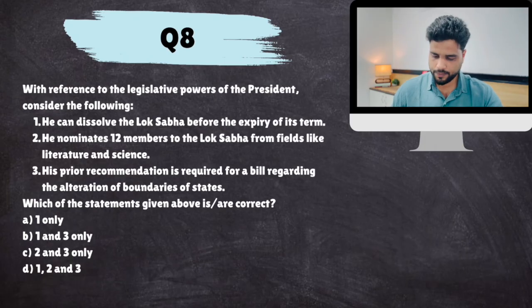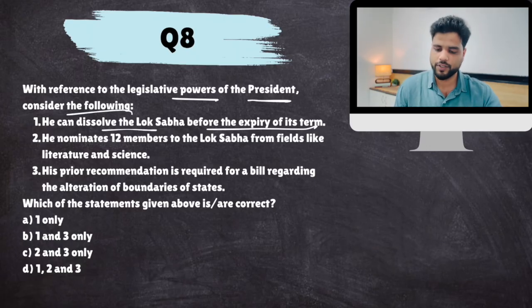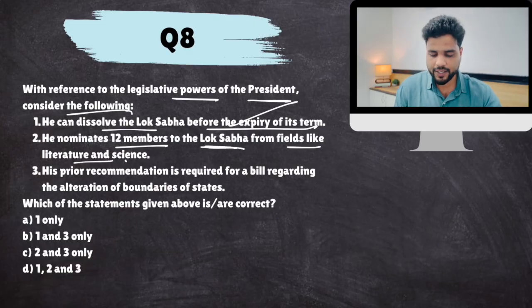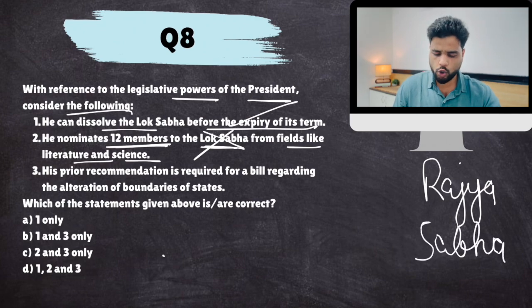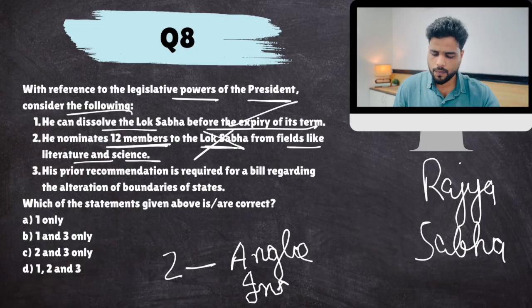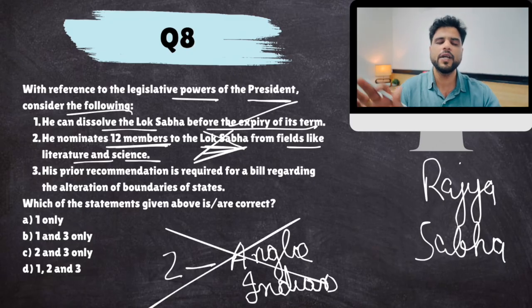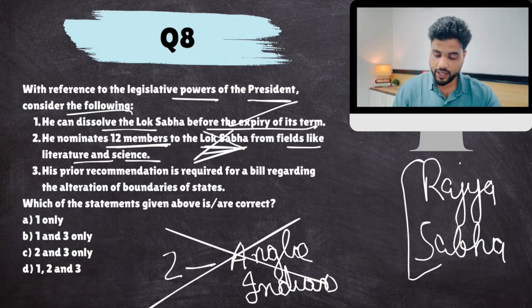Okay. Next. With reference to legislative powers of the president, consider the following. He can dissolve the Lok Sabha before the expiry of his term. Absolutely correct. He nominates 12 members to Lok Sabha from fields like literature and science. Absolutely false. 12 members to Rajya Sabha. Earlier, there used to be a provision for nominating 2 members from Anglo-Indian community in Lok Sabha. But that provision has been removed. There are no nominated members in Lok Sabha. There are 12 in Rajya Sabha.